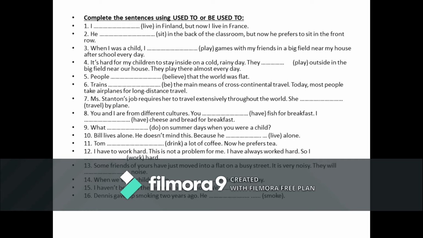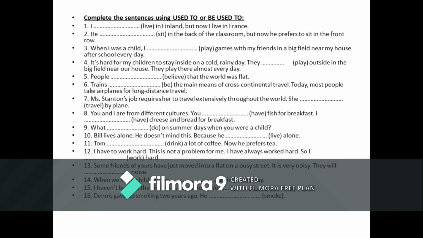Question number 3. When I was a child, I dots play between brackets games with my friends in a big field near my house after school every day. That means that I was playing there and now I'm not. So the answer is used to play.